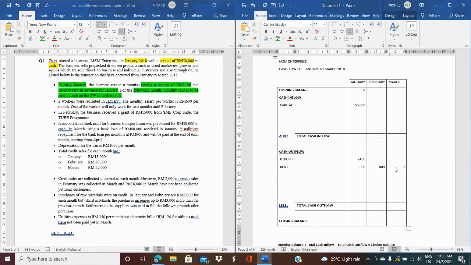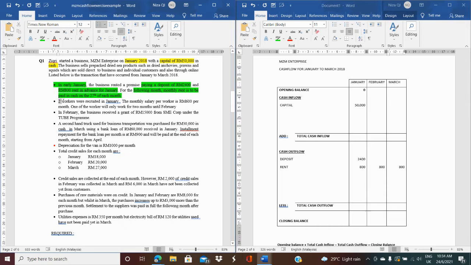Also for the consecutive months after that. Okay, that's done. Now look at the second bulleted information. Two workers were recruited in January. The monthly salary per worker is 600 per month. One of the workers will only work for 2 months until February. So you have to highlight this will be an outflow. Outflow for what?